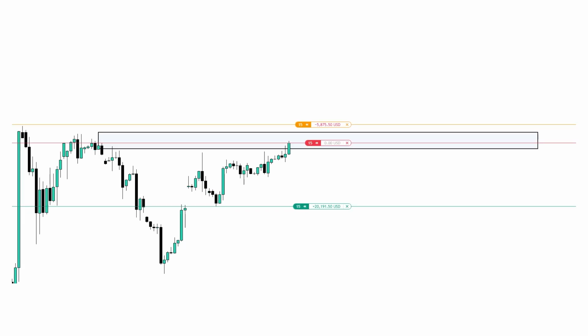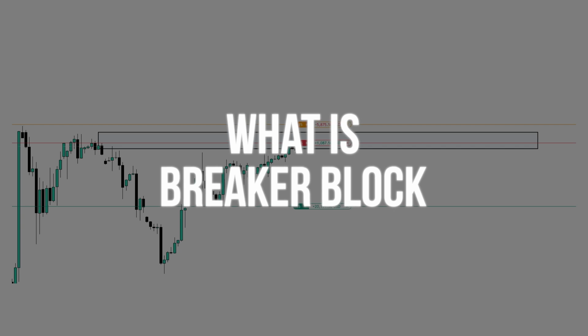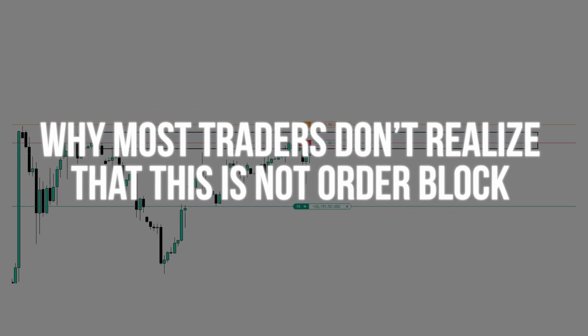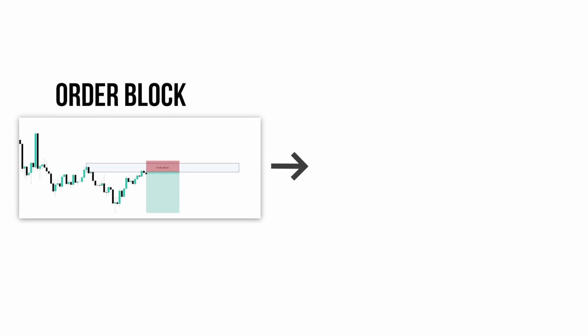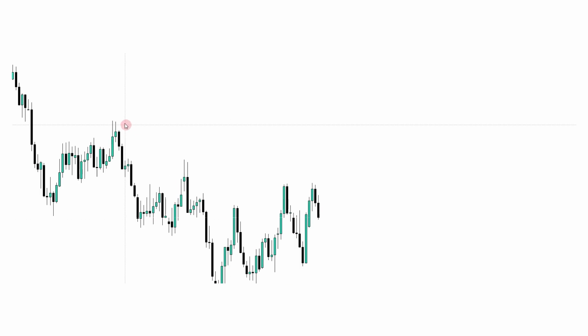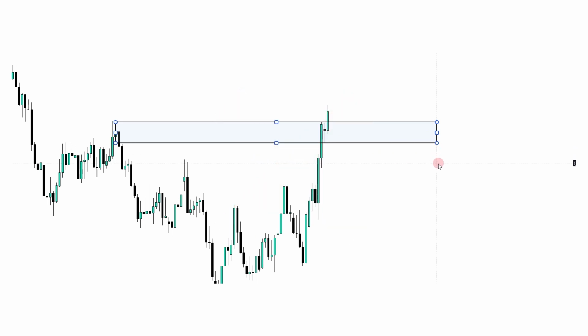To avoid falling into this trap, first you need to understand how it works. What is a breaker block? Why does it appear? And why do most traders not even realize that it is not an order block? Breaker appears at the very moment when most people confuse it with order block. Almost everywhere it is written that an order block is the last pullback candlestick before the impulse. But this is a misconception. This is exactly why breaker block works.